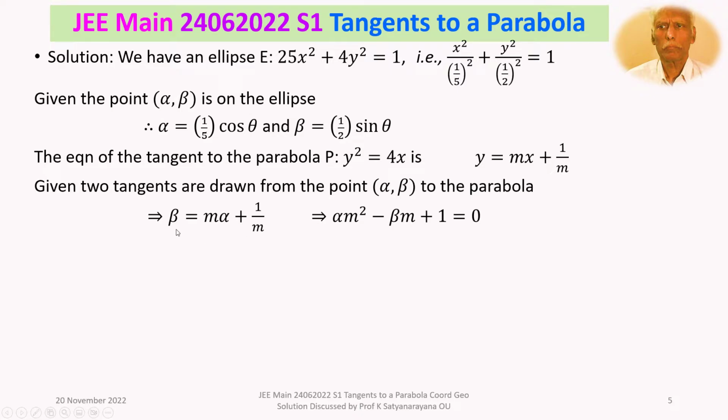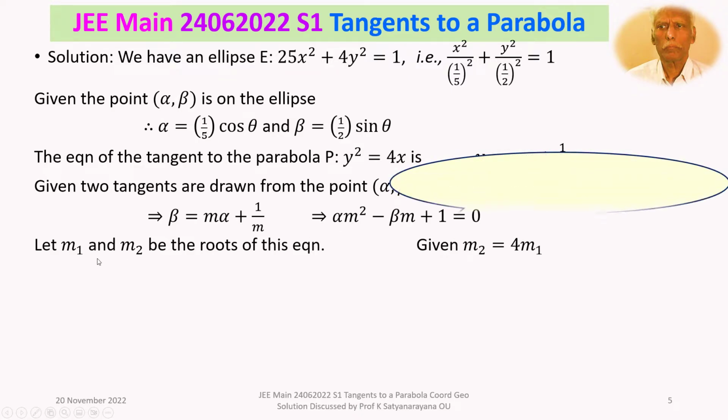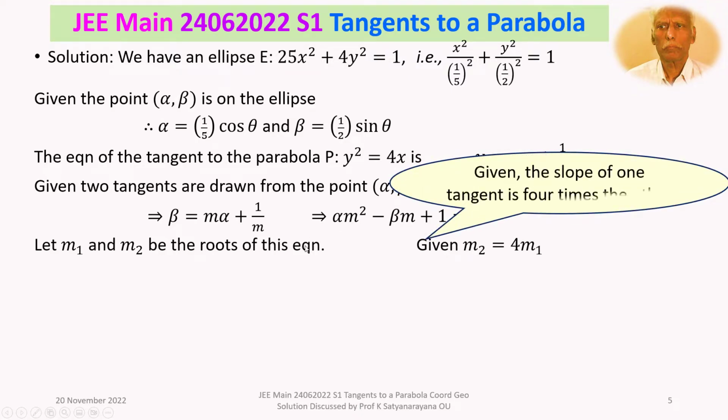In this we will get beta is equal to m alpha plus 1 by m, and clearing the denominator, we get alpha m square minus beta m plus 1 is equal to 0. This being a quadratic in m, let m1 and m2 be the roots of this equation. We are given m2 is equal to 4 m1. We are given the slope of one tangent is 4 times the other, therefore m2 is taken as 4 times m1.